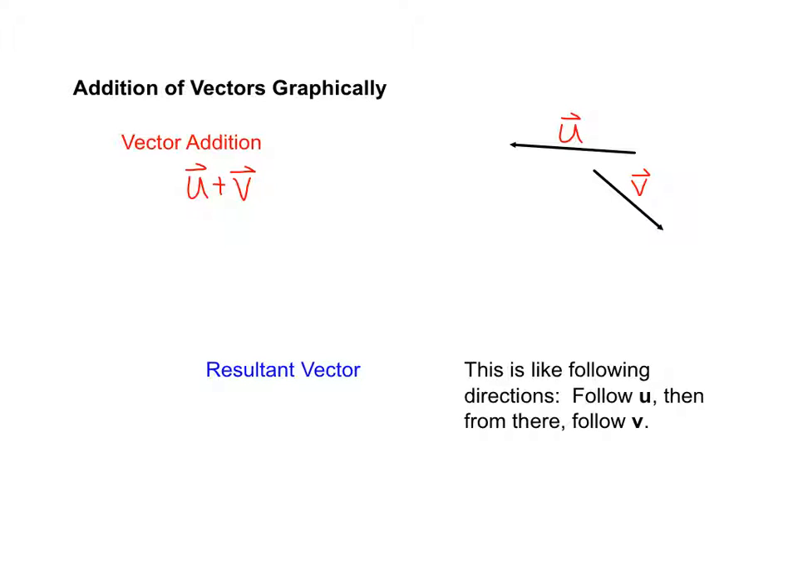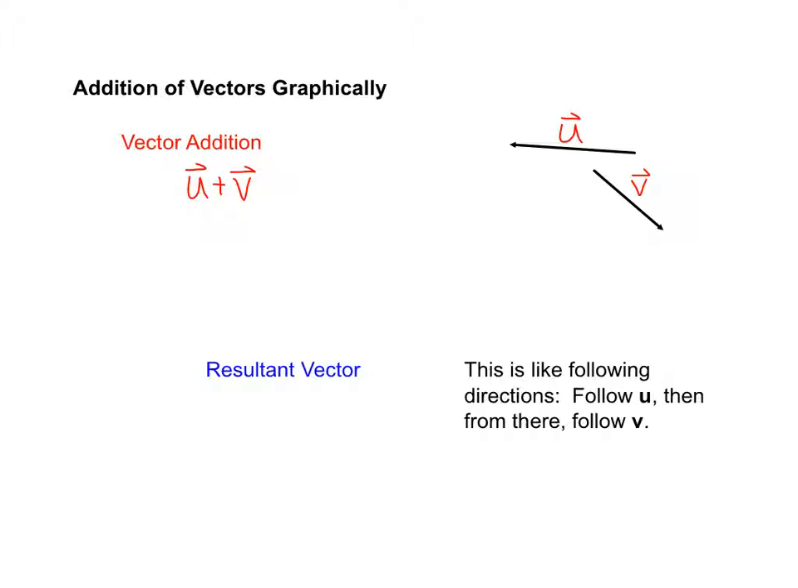Let's talk about vector addition. If I am adding two vectors together, we're going to look at adding in two different ways. One is graphically, and the other is with the components once we look at component form. So if I'm adding these vectors graphically, and I want to do u plus v, what we're looking for here is what's called the resultant vector.